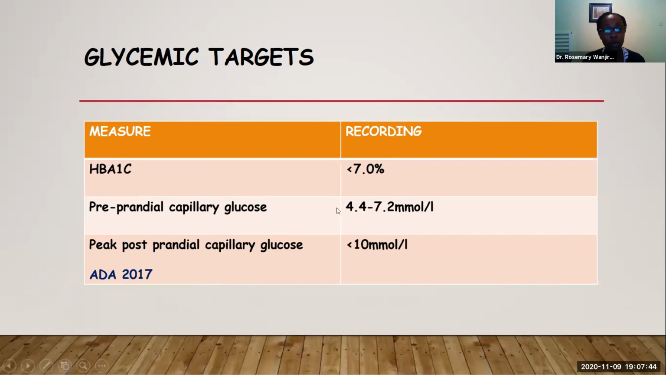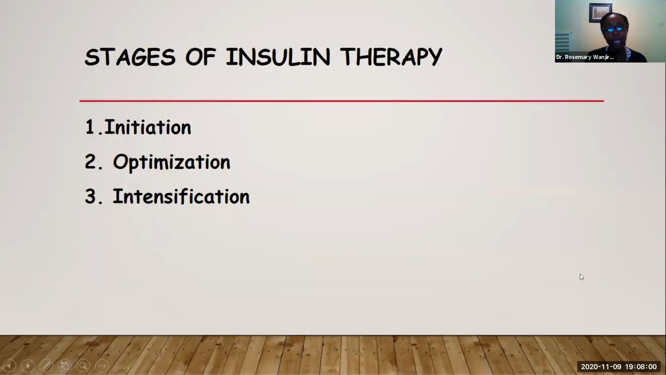Then you look at your preprandial capillary glucose and your peak postprandial. Again, we try to individualize, but our target is that preprandial should be between 4.4 to 7.2, and our peak postprandial, that is after meals, should be less than 10. Now, what are the stages of insulin therapy? There are 3 main stages.